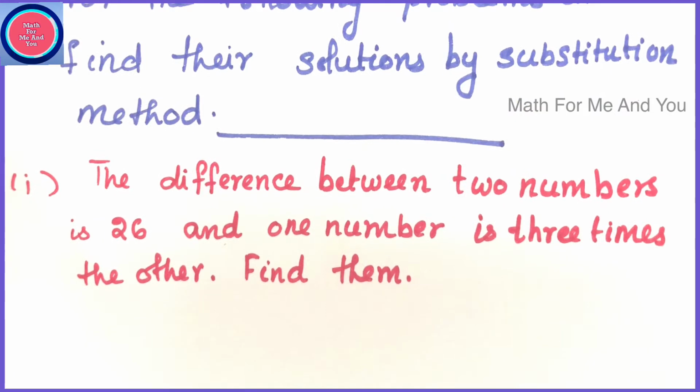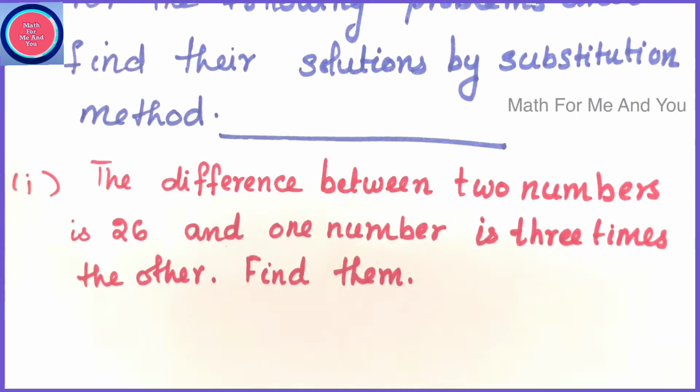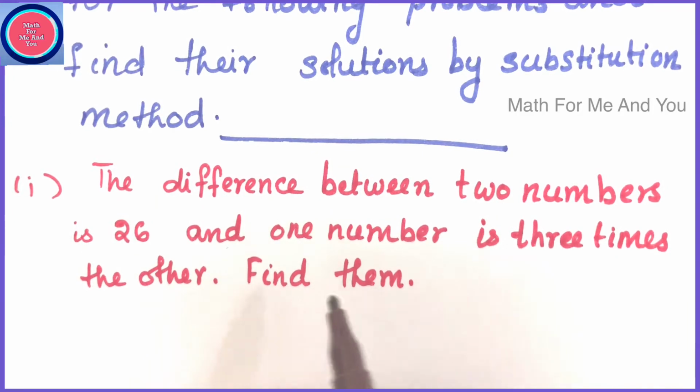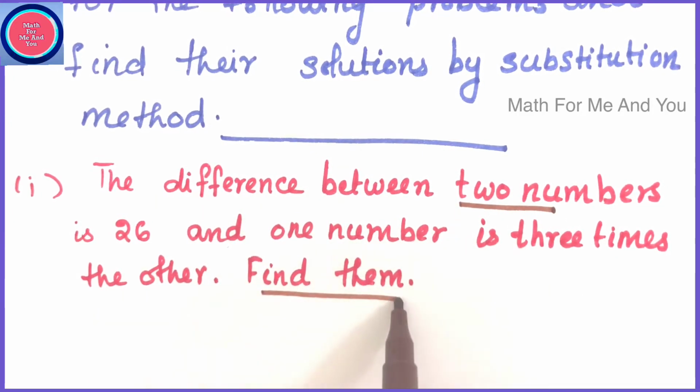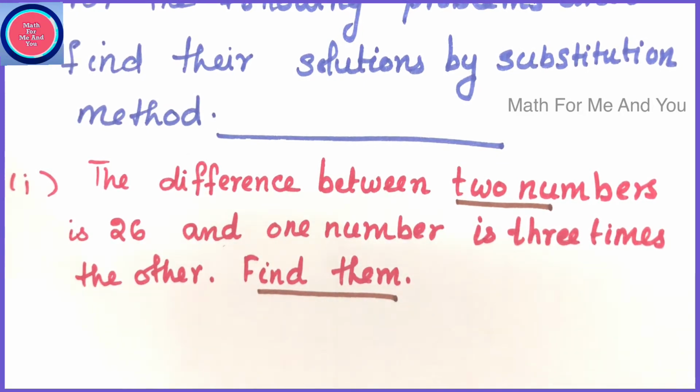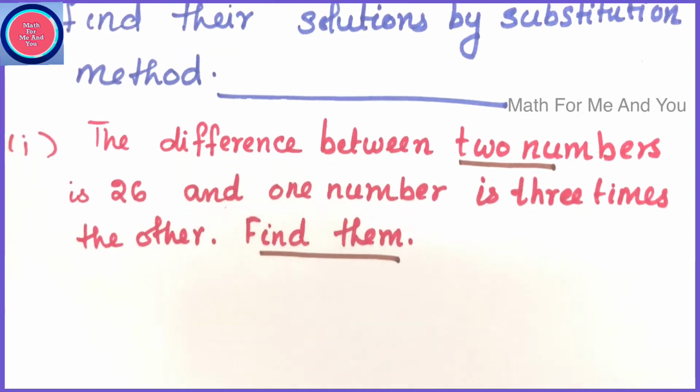The first one, the difference between two numbers is 26 and one number is 3 times the other. Find them. What we need to find? We need to find two numbers with a difference 26 and one number 3 times the other. So we need to find two numbers. If we want to find two numbers, we can consider them as x and y.